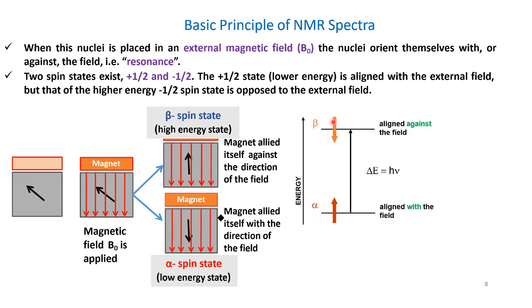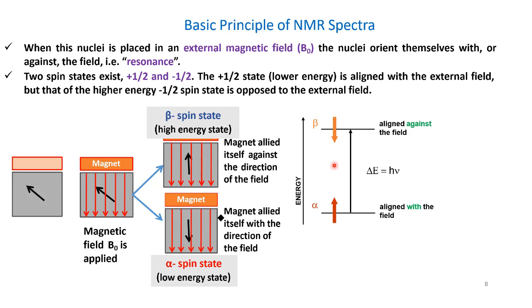From alpha to beta, the nuclei should absorb this much energy, that is delta E equals h nu. If the nuclei absorb delta E equals h nu, this much energy, then it will shift the alignment, like from alpha to beta.